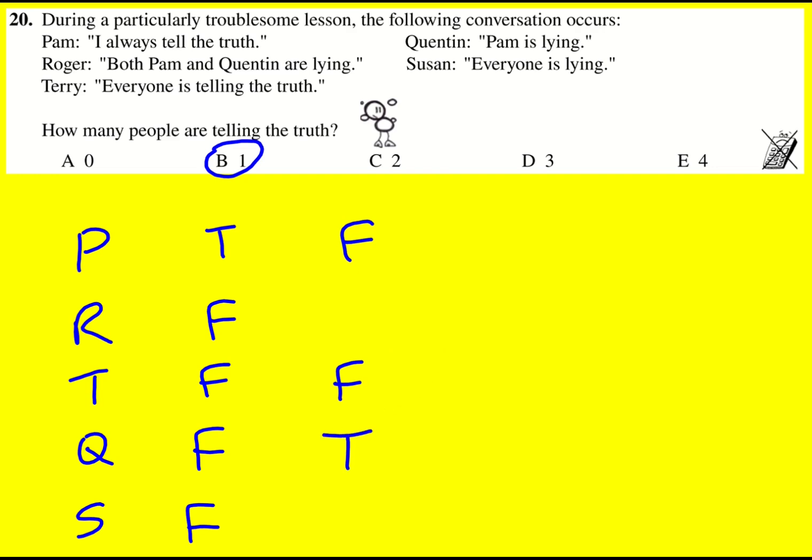If we go back to Roger, he says both Pam and Quentin are lying. Now, this must be false again. So Susan then says everyone is lying, but we know that Quentin is telling the truth, so that is false. So again, we get one person. So these are the two different scenarios. In both cases, one person's telling the truth. It's just that in the first case, Pam was telling the truth, and in the second case, Quentin was.